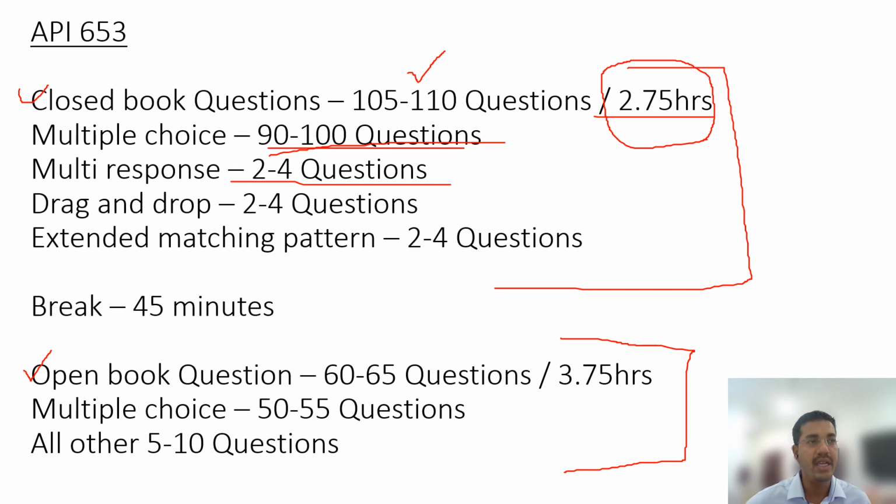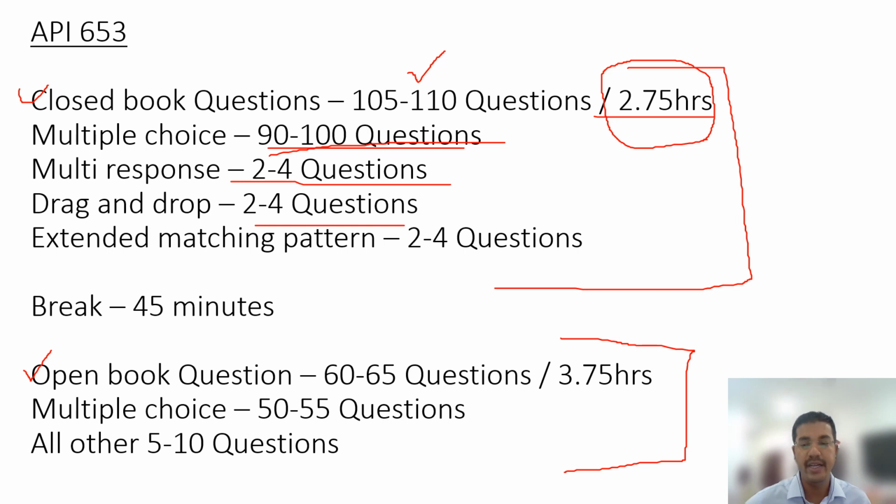There may be A, B, C, C, D. There is more than one answer. It is called multi-response. Drag and drop, 2 to 4 questions. Drag and drop means you have to pull the answer and put it in a box. So that is called drag and drop. So that is 2 to 4 questions.